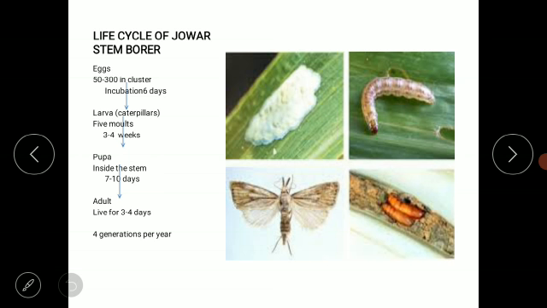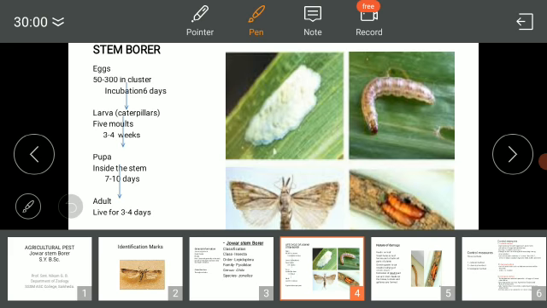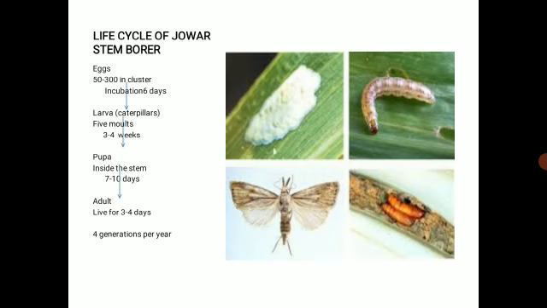Okay, so the next concept is the life cycle. See, we already studied that. Here in this diagram you can clearly observe the characteristic features of the adult. Okay, now here these are the brown colored forewings.